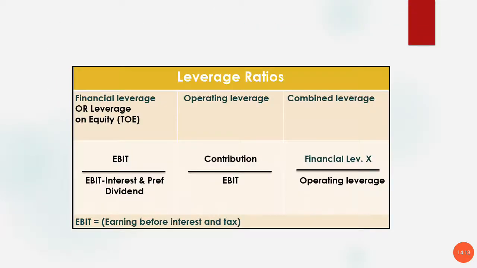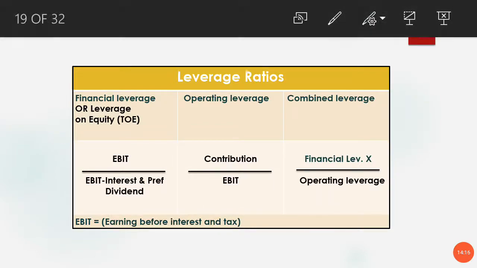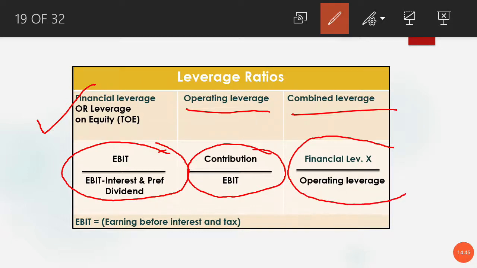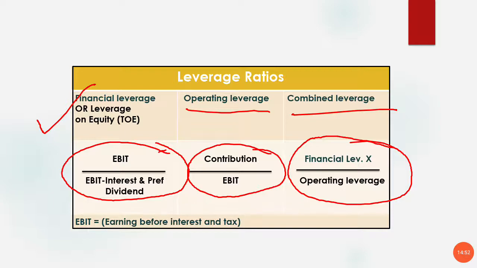Students, you must know about leverage ratio, so let's learn about it. Leverage ratio. Financial leverage or leverage on equity. Operating leverage, combined leverage. Financial leverage is earning before interest and tax divided by earning before interest and tax minus interest and preference dividend. Operating leverage is contribution divided by earning before interest and tax. Combined leverage means financial leverage multiplied by operating leverage. EBIT means earning before interest and tax.